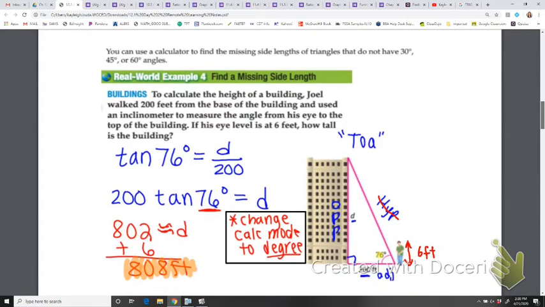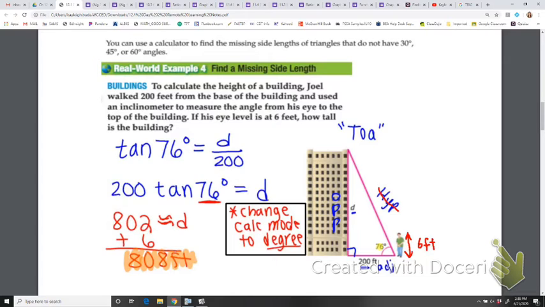All right, so the calculator is going to come in handy for the angles that aren't 30, 60, 90 or 45, 45, 90. So if we had odd angles, like this one has a 76 degree angle, we're going to definitely use our calculator to help us with this one. So this is a real life scenario. You have the height of the building. Joel walked 200 feet from the base of the building. So that's what you see in the picture.